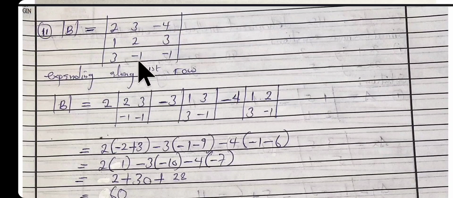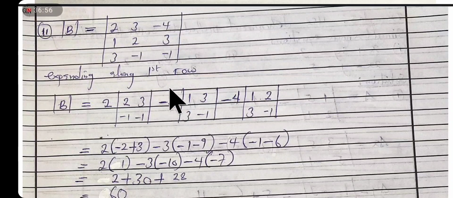If you're expanding along the first row, this is the first row. All you need to do is pick these two, multiply by all of this extraction. Of course, 2 here is plus. Why? Because it is the first entry, which is A11. A11 means 1 plus 1 is 2. 2 is even, so it's plus. All right, so we have 2 here. What it means is that the first row is cancelled, the first column is cancelled, so you remain with 2, 3, minus 1, minus 1. That is what we have here.